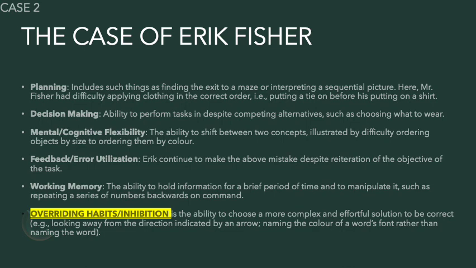Although not illustrated here, another element is overriding habits or inhibition. This is the ability to choose a more complex and effortful solution to be correct. For example, looking away from the direction indicated by an arrow, or naming the color of a word's font rather than naming the word itself. Mnemonic to remember the different elements of executive function is WIDE FRAME, which stands for working memory, inhibition, decision-making, error utilization, and cognitive flexibility.